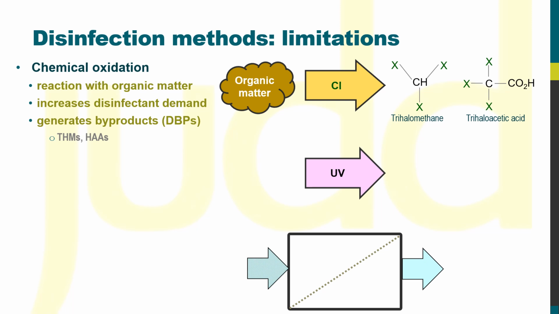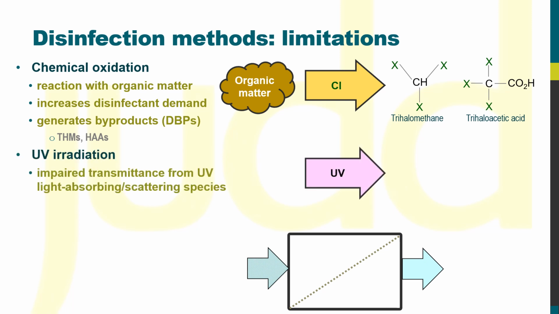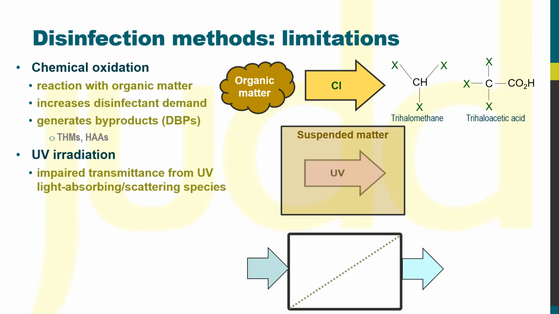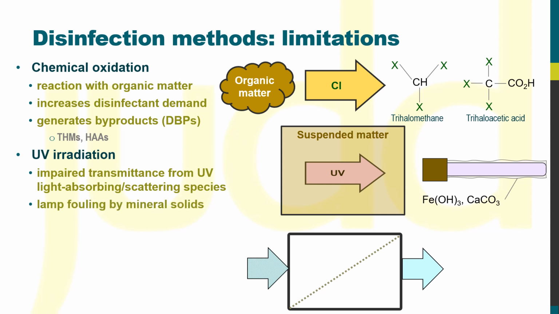In the case of UV disinfection, materials in the water which absorb UV light impair light transmittance and so reduce the UV dose. Also, minerals like ferric oxide and other compounds can build up on the surface of the UV lamp over the course of time, and this fouling layer also reduces transmittance. Most UV systems have a mechanism for periodically wiping the UV lamp clean.